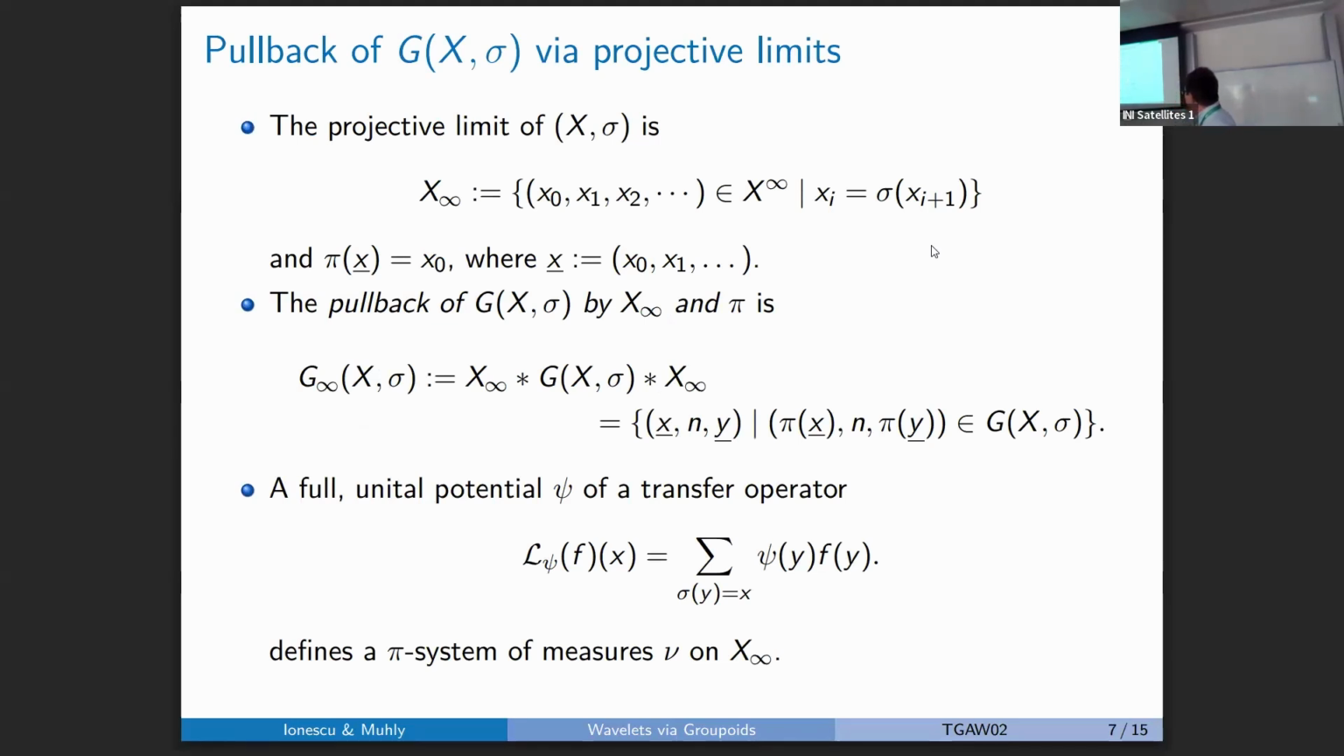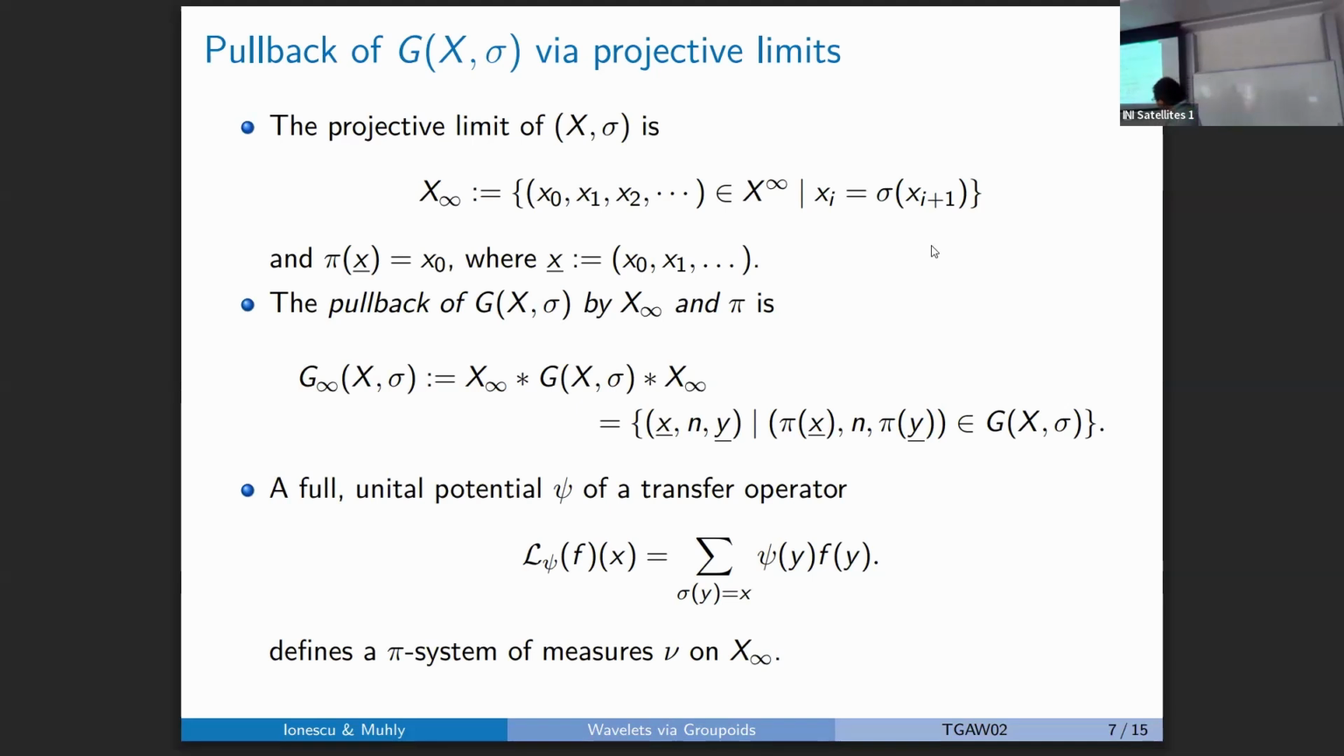And these are obtained by looking at left inverses of the star homomorphism composing with sigma. These are given by a non-zero, unital function: if I plug in the identity function 1 here, I want to get 1. This function is called a potential. And once we have this, we can build in a natural way a system of measures on X_infinity that is full, and this will give us the Haar system on the C*-algebra of G_infinity.